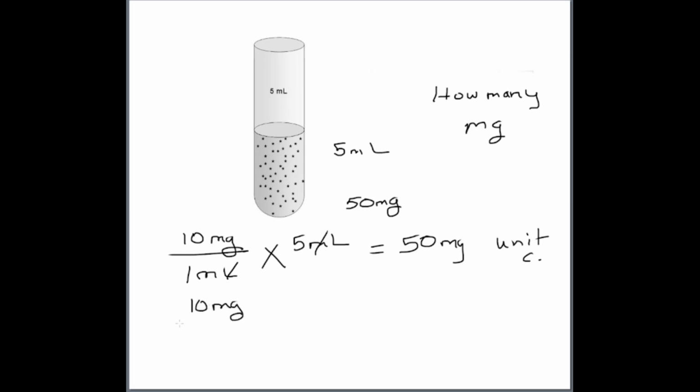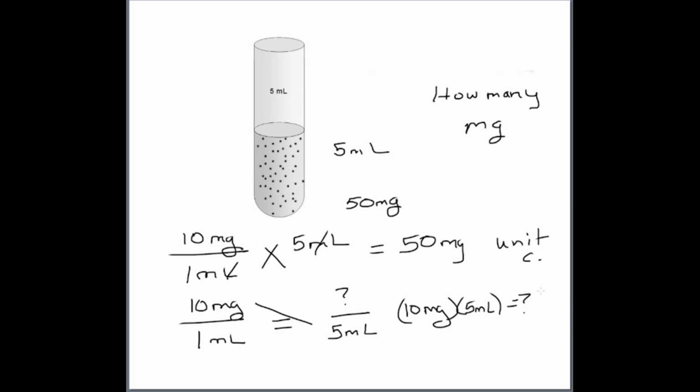If there are 10 milligrams per mil, put our equal sign in our line. Now we note that mils has to go into the denominator. So we'll say 5 mils goes here. We put question mark here. We cross multiply, we get 10 milligrams times 5 mils equals question mark times 1 mil. Mils cancel, and again we get 50 milligrams equals question mark.